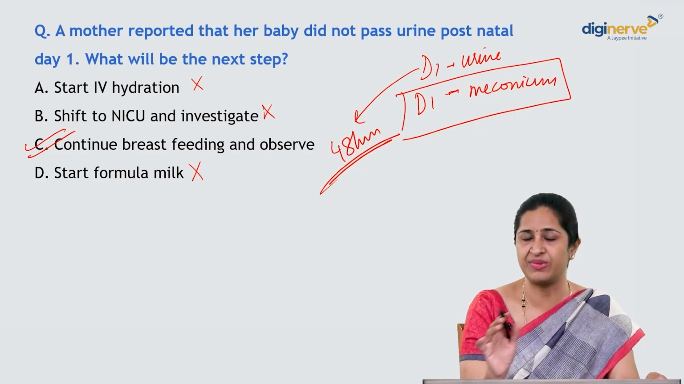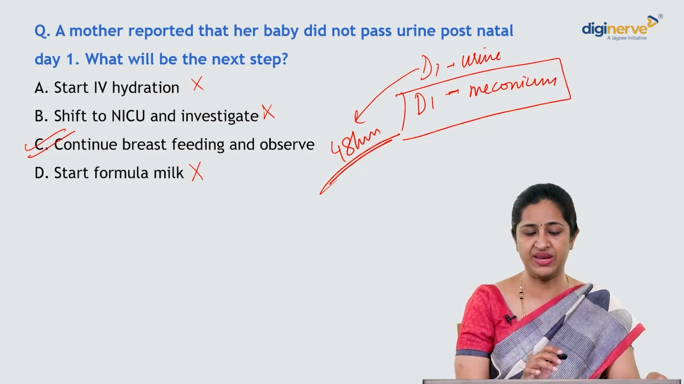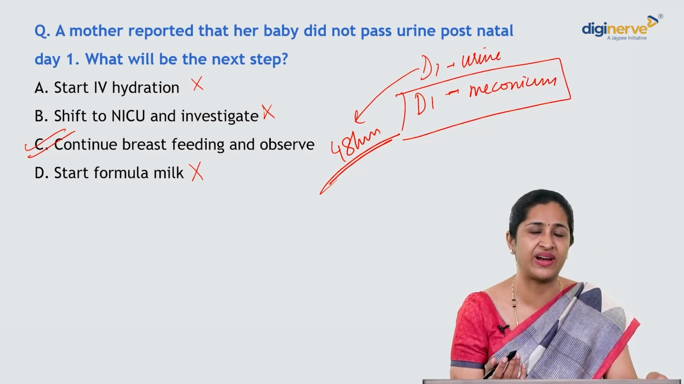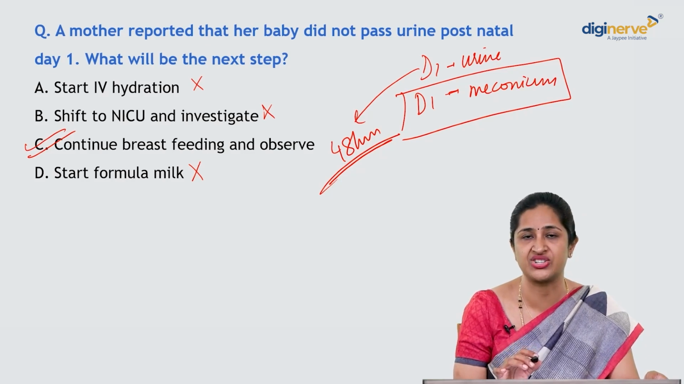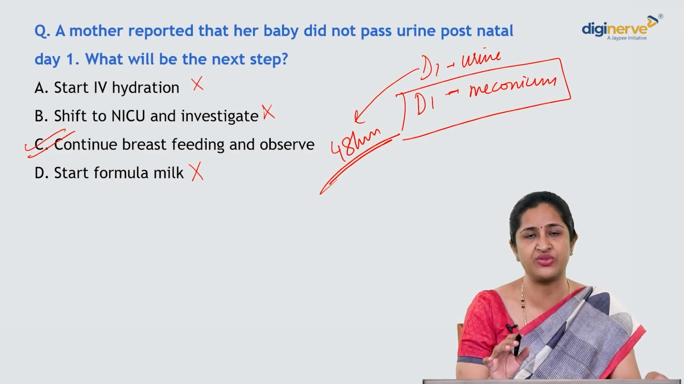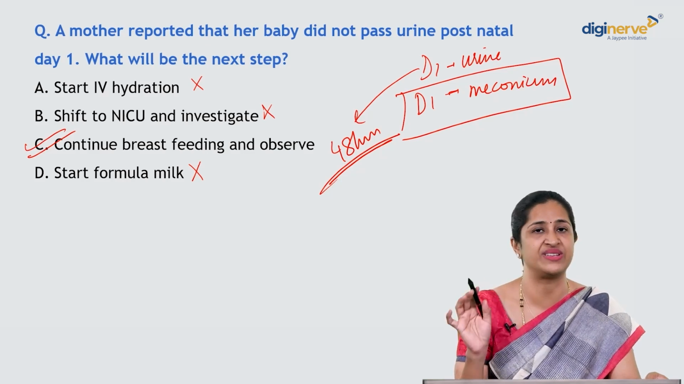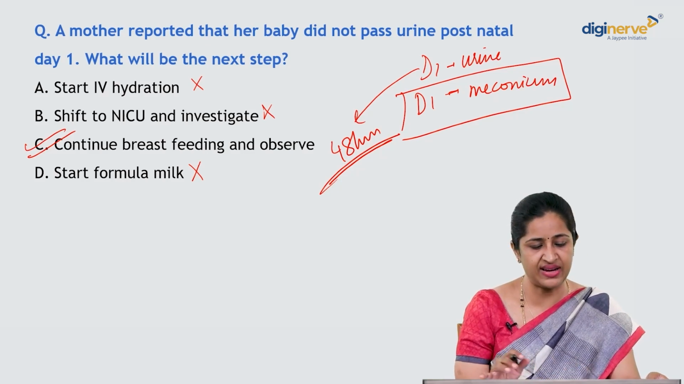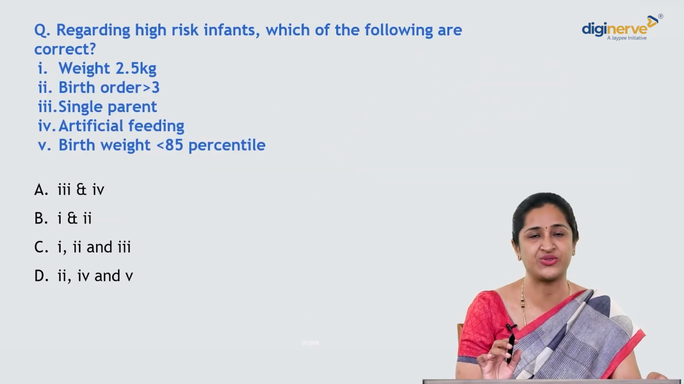However, as I discussed with meconium, it is not the same way. Similarly, if I tell you that this baby did not pass urine for the first 24 hours and there is also oligohydramnios or anhydramnios, because of which this was born through emergency cesarean section, yes, in those conditions, baby not passing urine in the first 24 hours is very, very significant. That time I would advise to shift to NICU and investigate. Baby who was born with a good amount of liquor, there's nothing to worry. The correct answer will be C. Continue breastfeeding and observe. Next question.